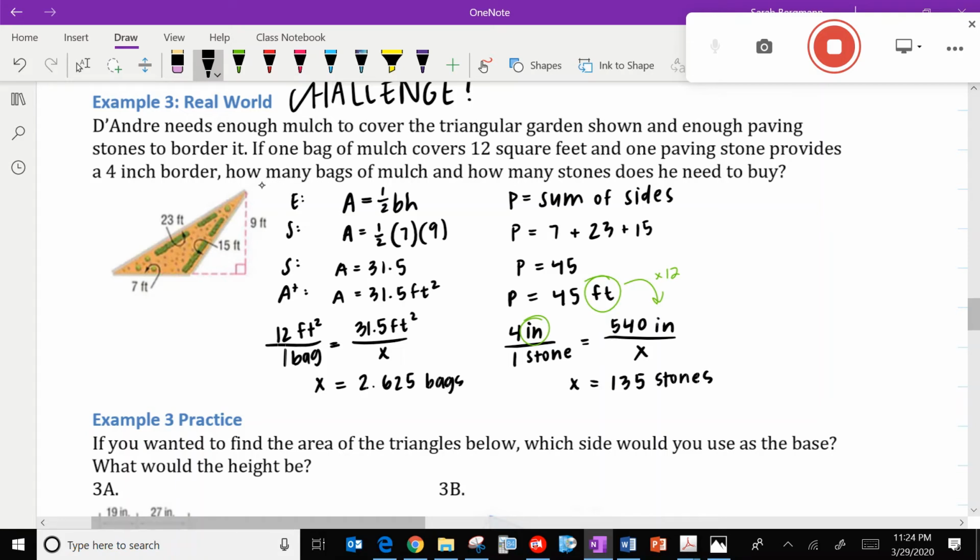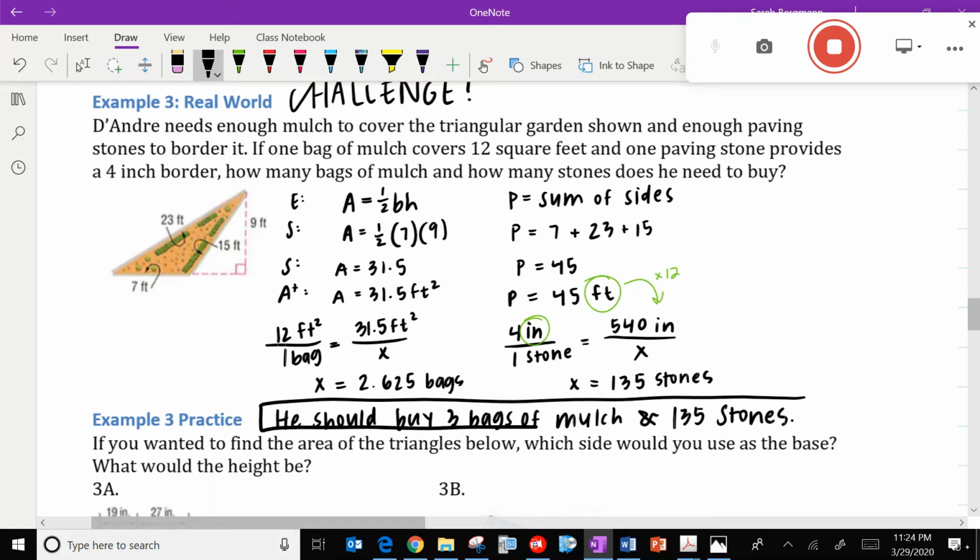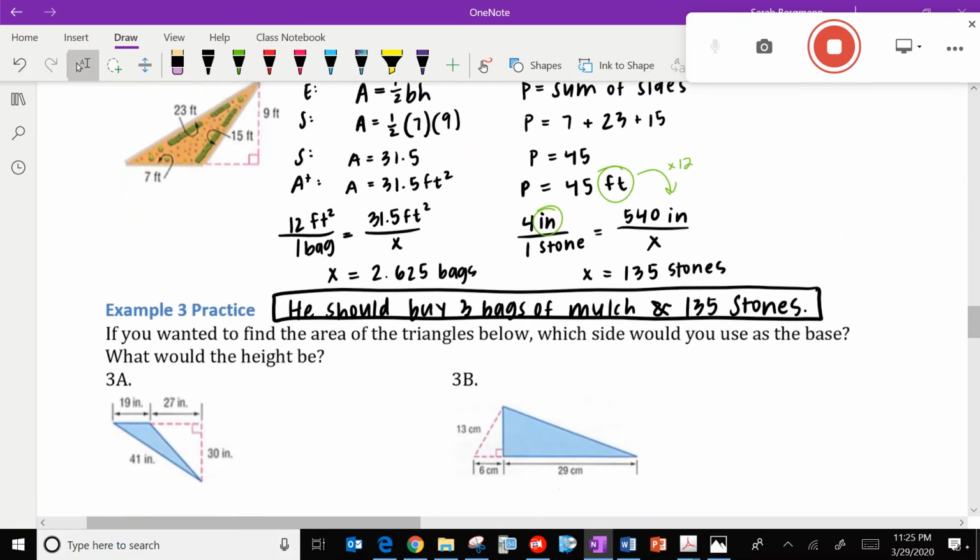All right, so for our final answer, since it's a word problem, we should answer in a sentence. He should buy. Now we can't buy 2.625 bags of mulch, so he should buy 3 bags of mulch and 135 stones. That's awesome if you got that one right.